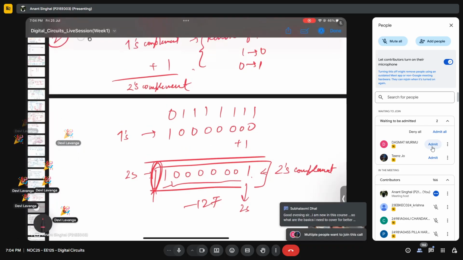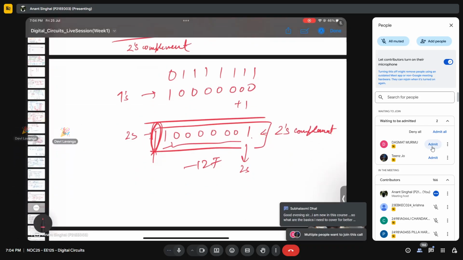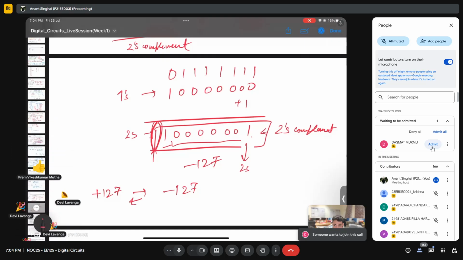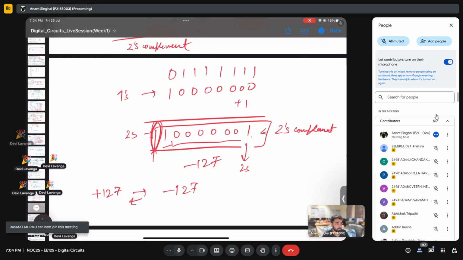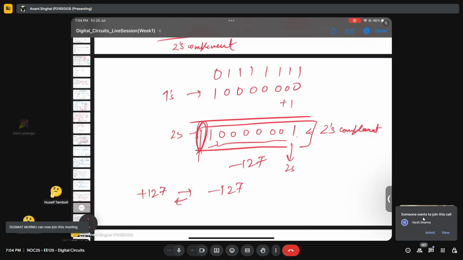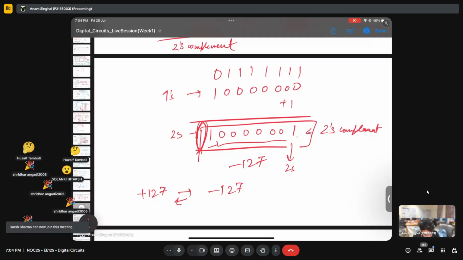Okay, sir. Yes, sir. So actually, the complement of plus 127 is minus 127. I think they are reversible, so that is why you are being confused. But that is fine. It will be clear in the further problems also. So let's move ahead now.